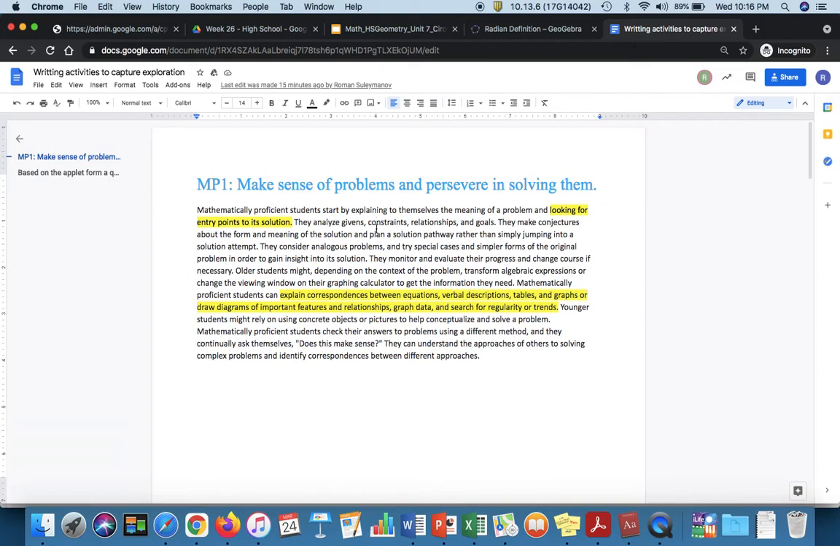A few highlights with respect to these activities. Students are going to start by explaining to themselves the meaning of a problem, looking for entry points into a solution, and also they'll be looking to explain correspondences, specifically with respect to math, between equations, verbal descriptions, tables, graphs, or draw diagrams of important features and relationships, graph data, or search for regularity or trends. So those are a few highlights.